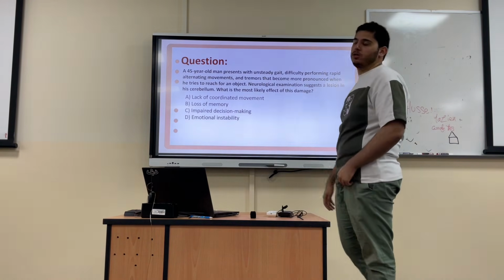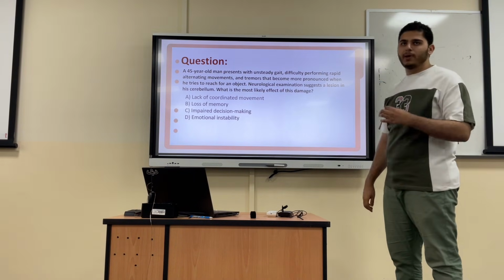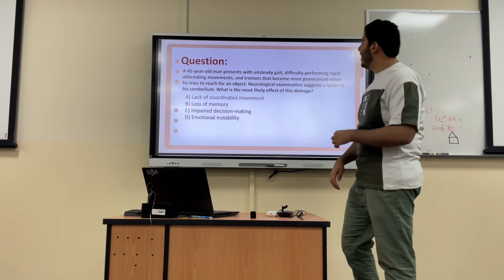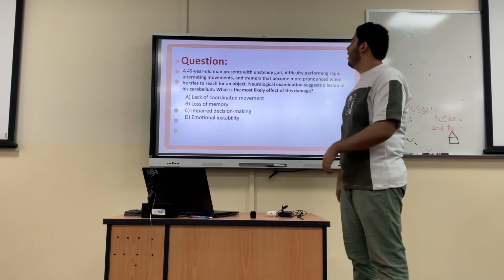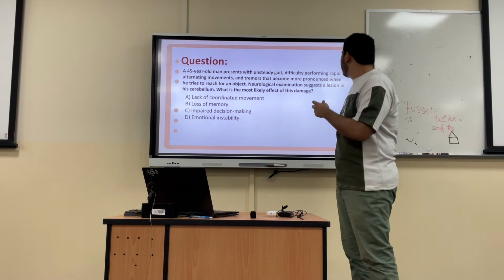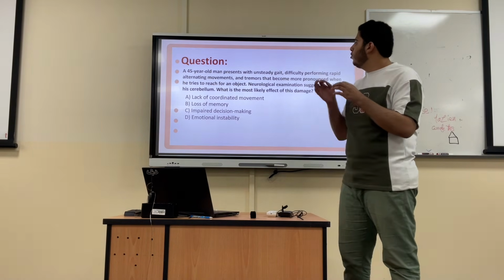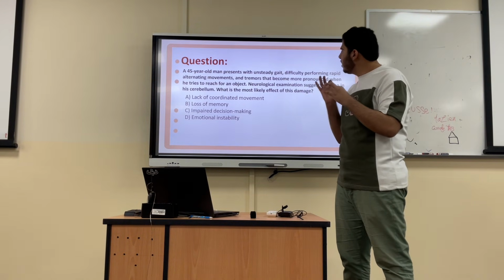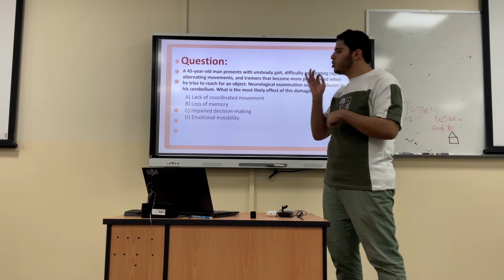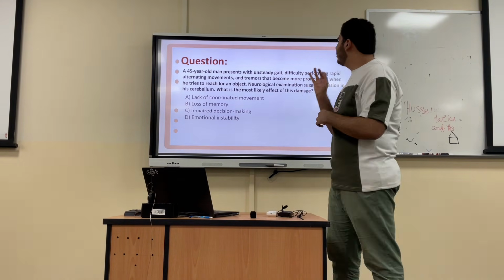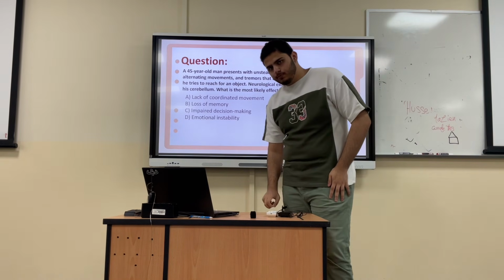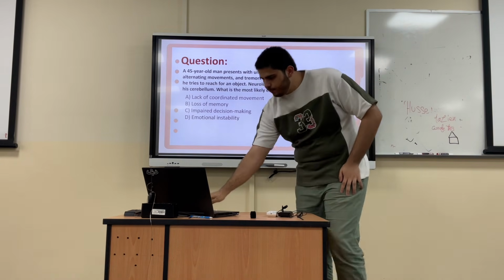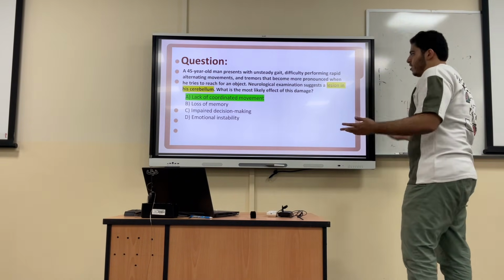Now we have a case question. A 45-year-old man presents with unsteady gait, difficulty performing rapid alternating movements, and tremors that become more pronounced when he tries to reach for an object. Neurological examination suggests a lesion in his cerebellum. What is the most likely effect of this damage? Let's see the answer. Of course, lack of coordinated movement.